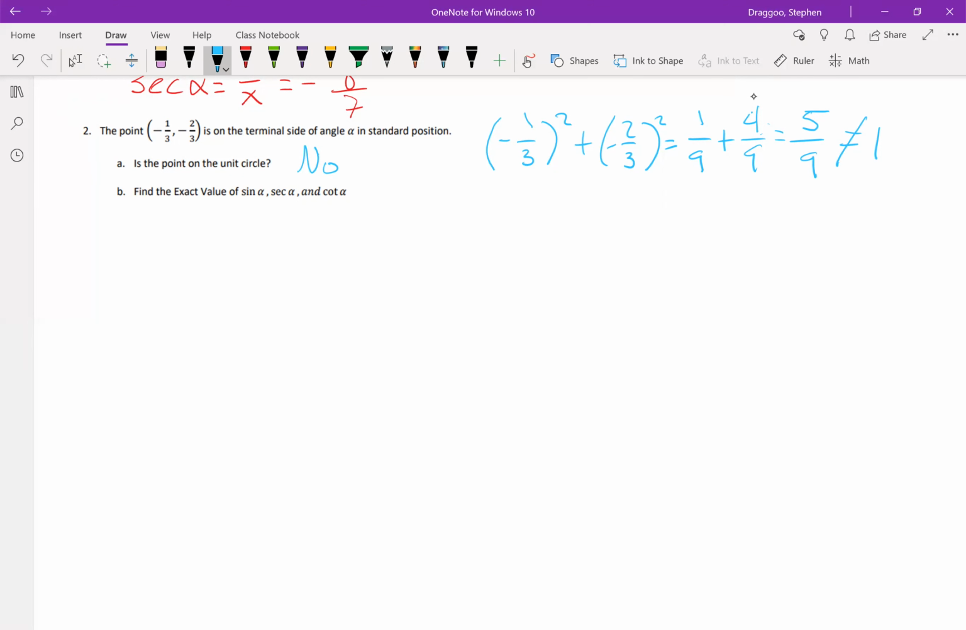That means when we try to answer those same questions, finding sine of alpha, secant alpha, and cotangent alpha, we cannot use the x and y definitions that we have from the unit circle, because this point is not on the unit circle. So instead, we should create a reference triangle.